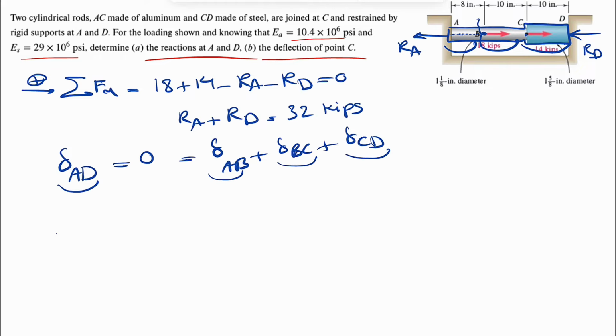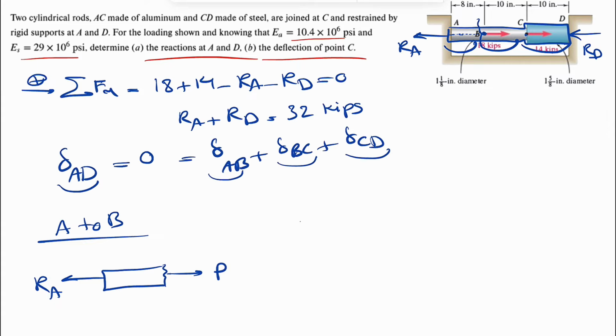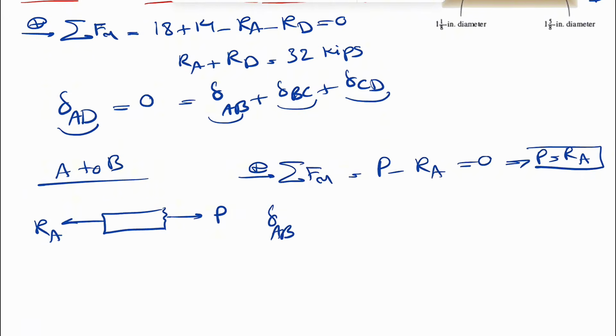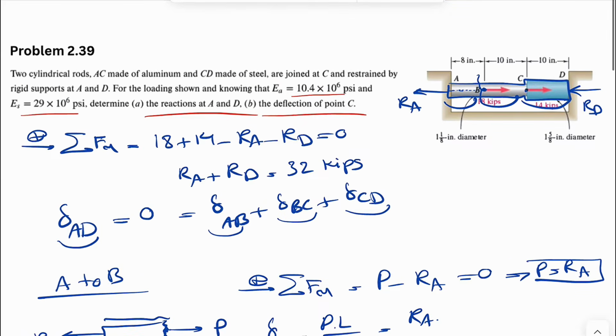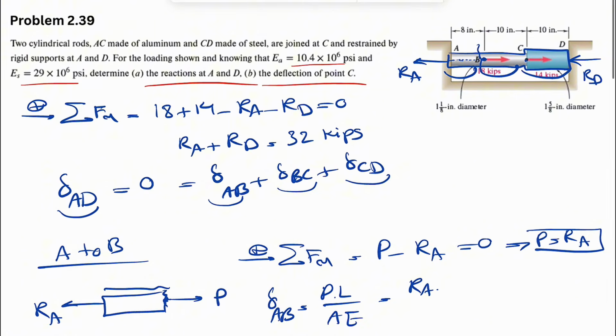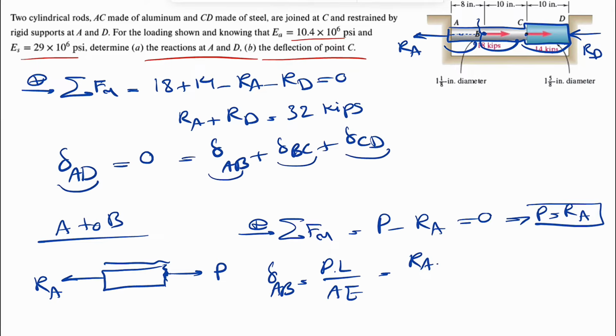So we're going to move on from A to B, and that's going to be our free body diagram. That's our section. We have RA to the left, and the other force we can call P. Based on this, we can find our force. Again sum of all forces in X equals 0. From here we have P minus RA equals 0, so the force P is equal to RA. Our deformation for AB would be P times L over AE, or basically RA times the length. Again, our cut is right before the point B, so we're not considering the 18 kips in this free body diagram, but for the next one, we're going to consider that.